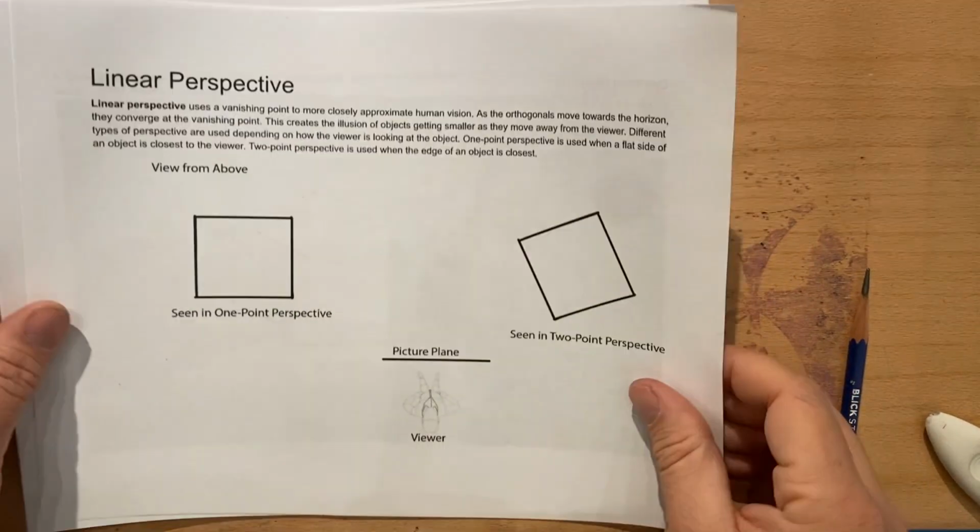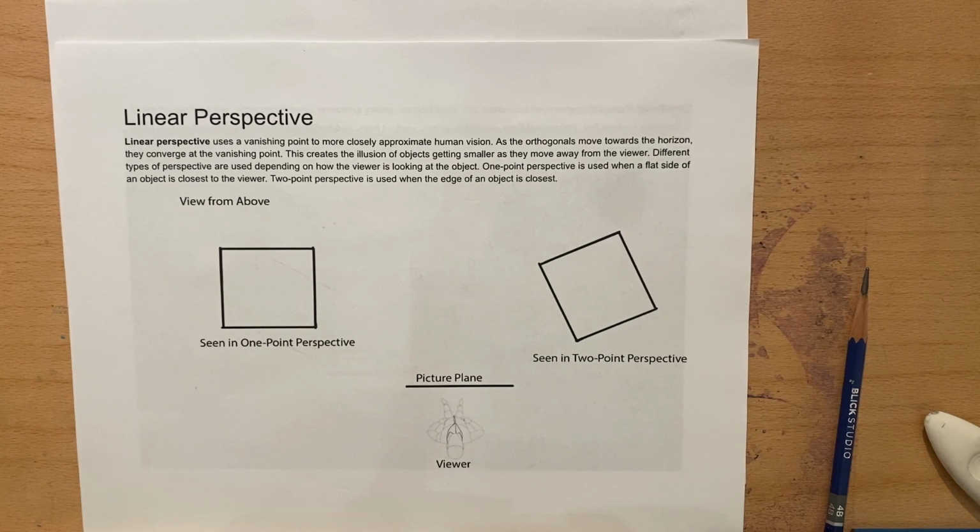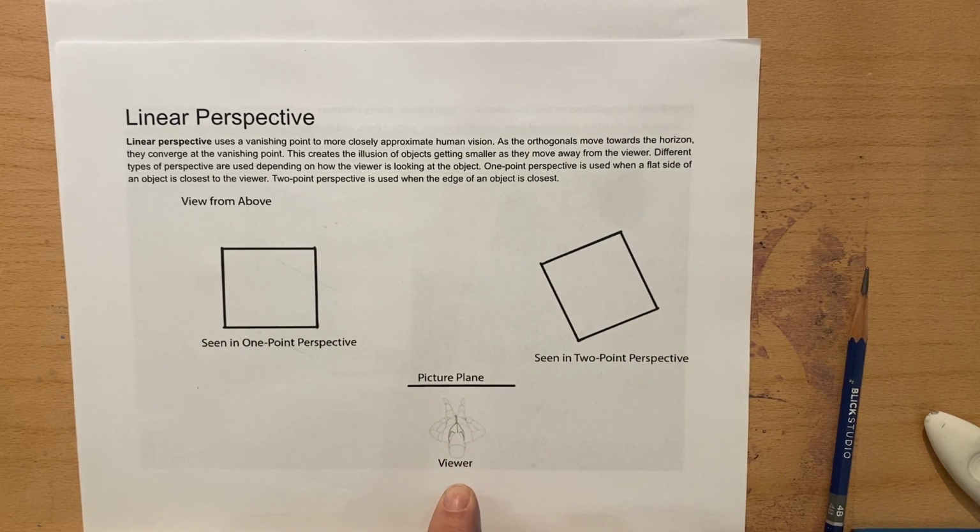And now we're talking about linear perspective. All right, so with linear perspective, the way you see something is determined by how you're looking at it. You're going to use 1-point perspective if you're looking straight at something, and 2-point perspective if you're looking at it from the corner. So this is our little demo of this.